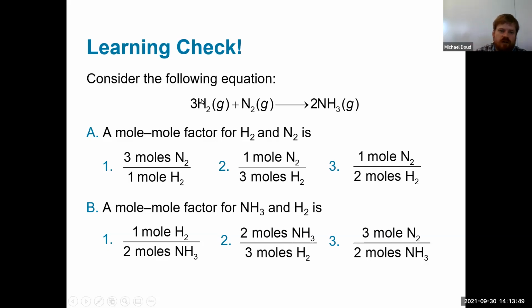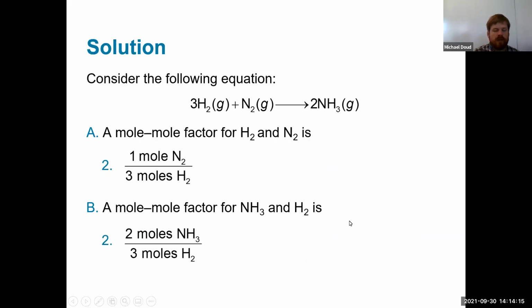Well, looking at the balanced equation here, we know that there are 3 moles of hydrogen that react with 1 mole of nitrogen. So that would give us the correct answer here being number 2, where there's 1 mole of nitrogen reacting for every 3 moles of hydrogen. Then down here it says the mole-mole factor for NH3 and H2. Well, we produce 2 moles of NH3 for every 3 moles of H2 that we use. So 2 again looks like the correct answer to me. So that's how you can identify a mole-mole factor. And then, of course, this mole-mole factor can be used as the conversion factor.